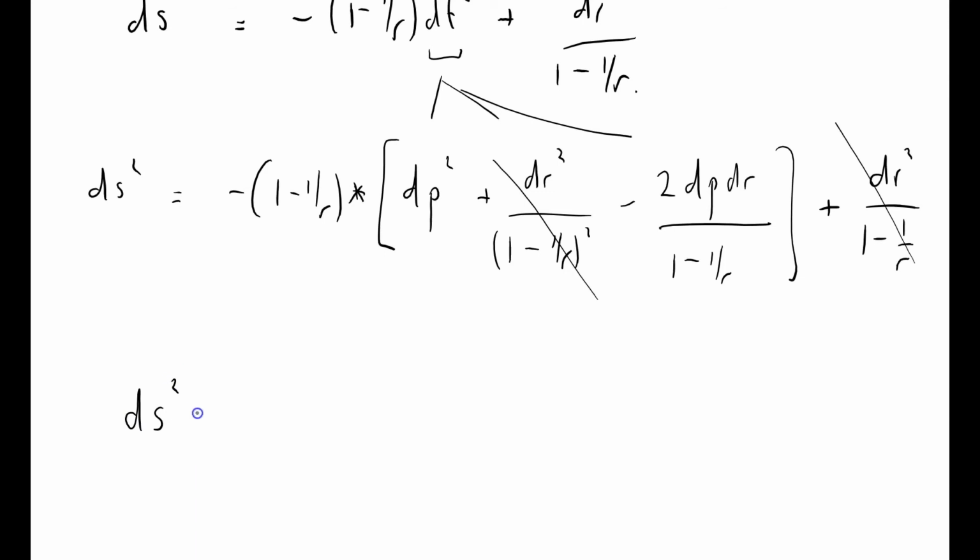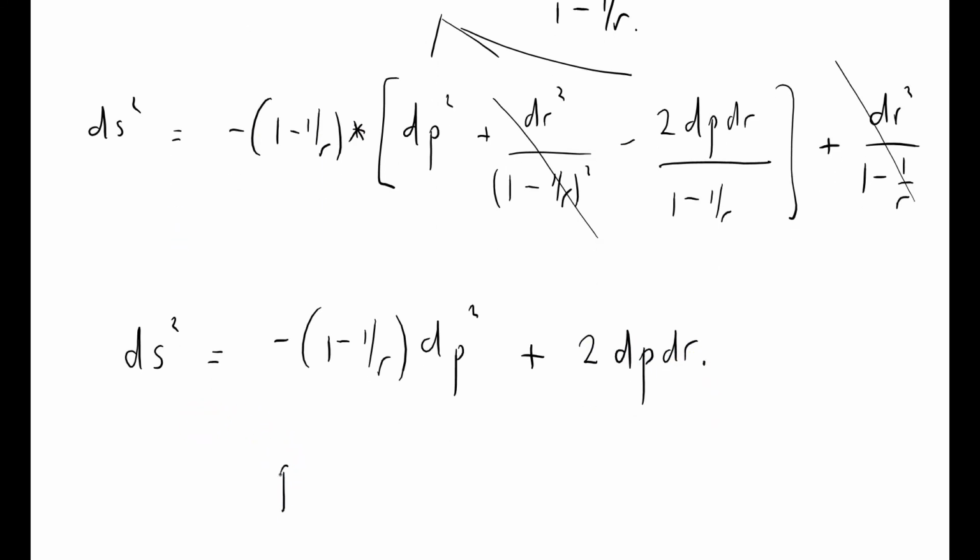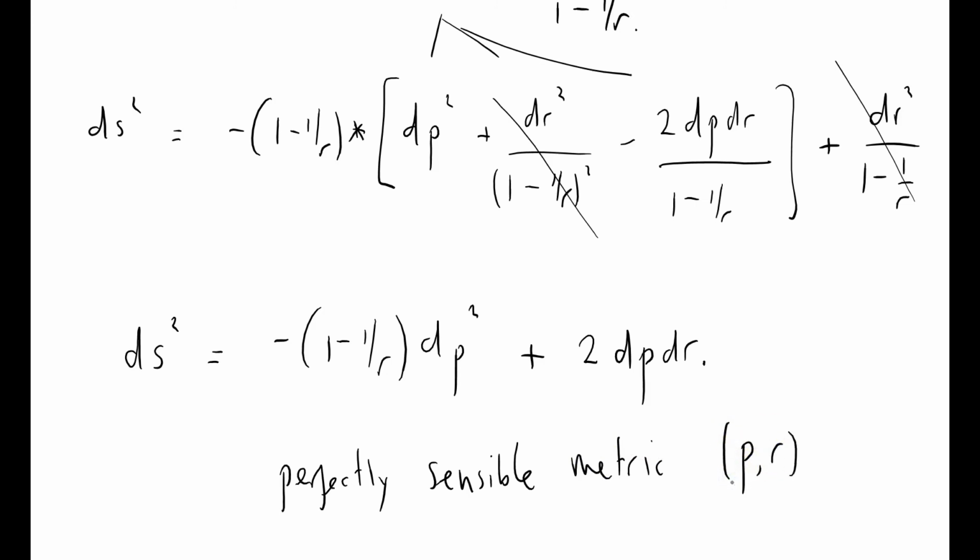That says that ds squared equals minus (1 minus 1 over r) dp squared plus, because a minus and a minus is a plus, 2 dp dr. And this is a perfectly sensible metric in p, r space. I'm going to stop there because I think that's quite nice. Notice it's not diagonal.